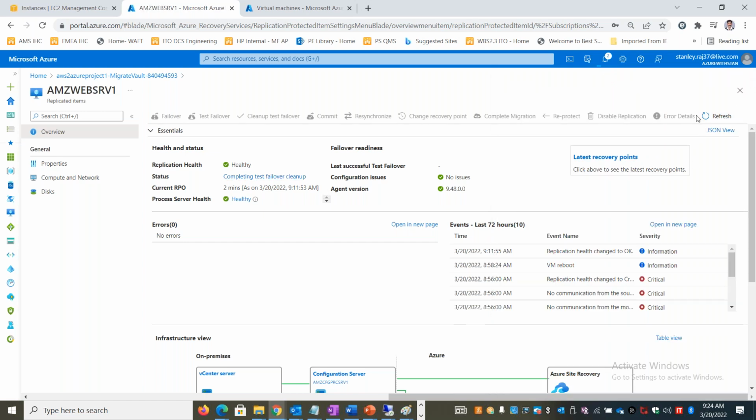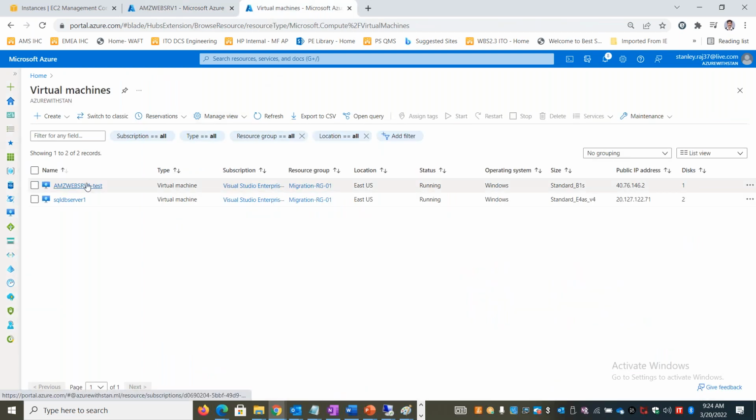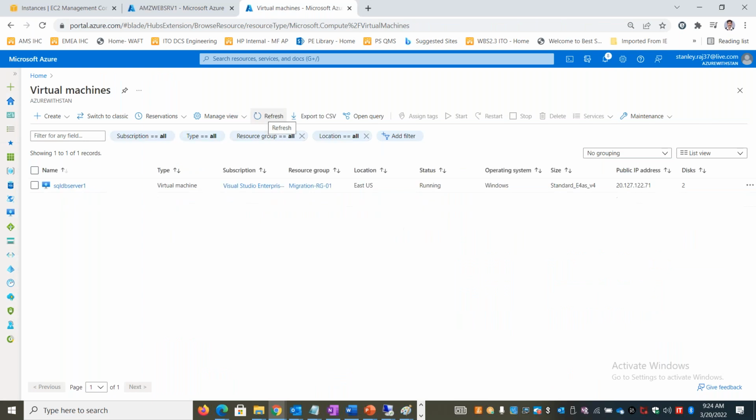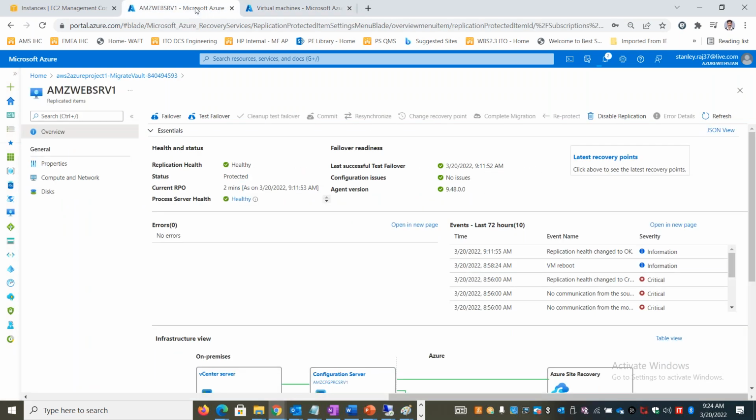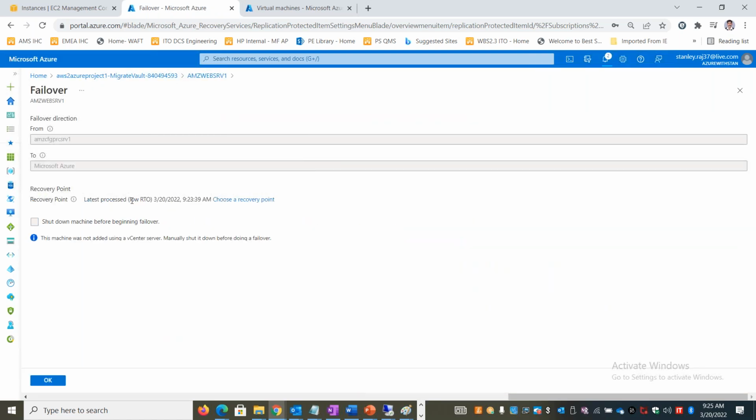So now the cleanup is complete. I can refresh it. So now I should start seeing the failover option again. Okay, I can see now this test VM will go off now. See, it went off. Okay, now we are ready for the final actual failover. Okay, let's do that. So it is the latest one.